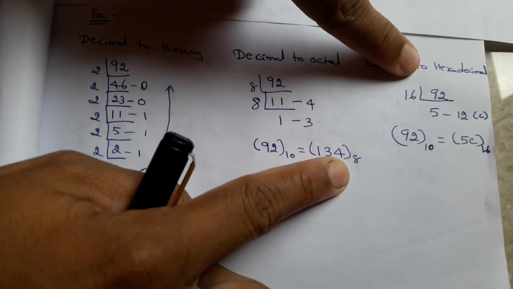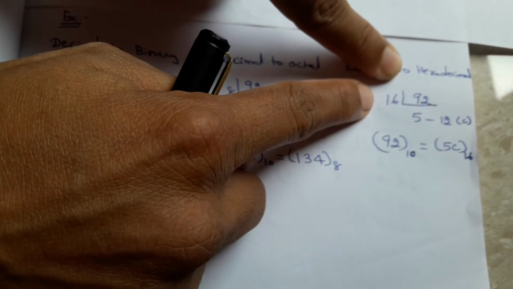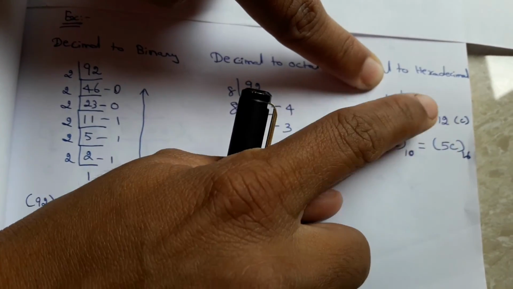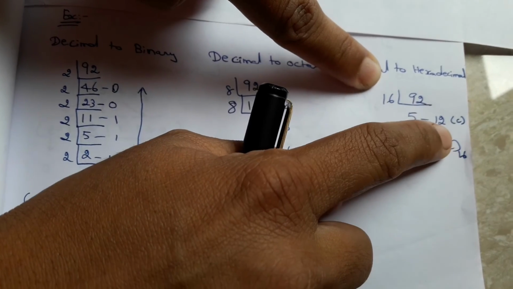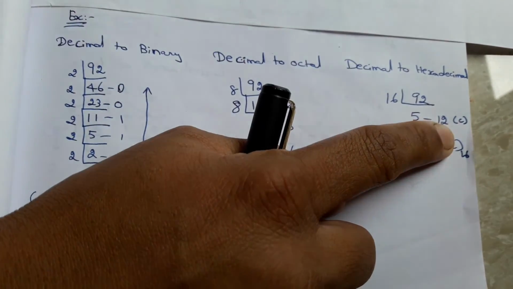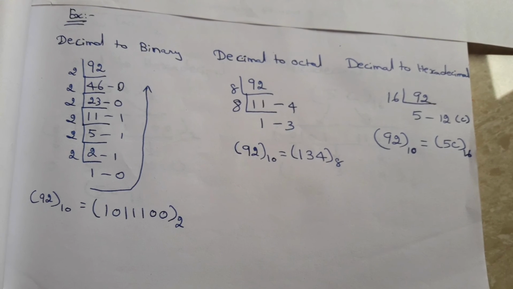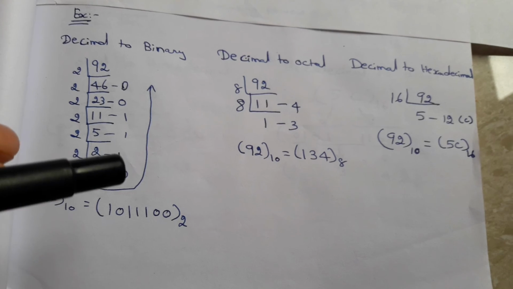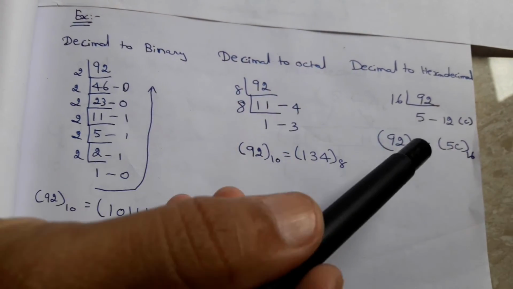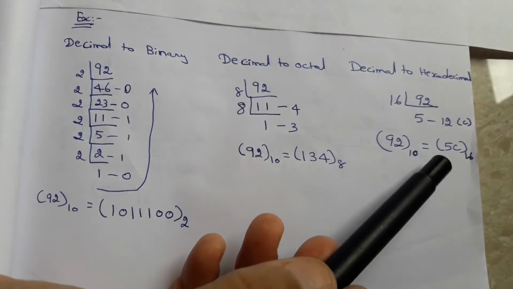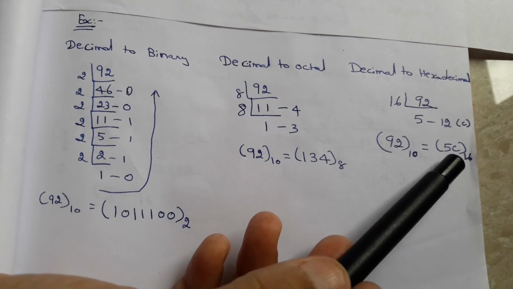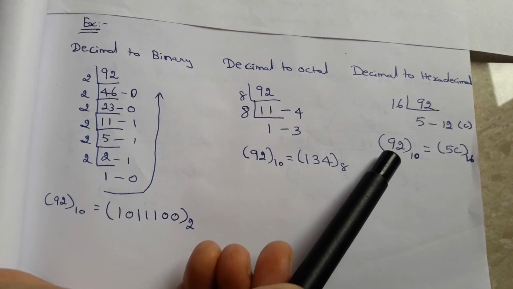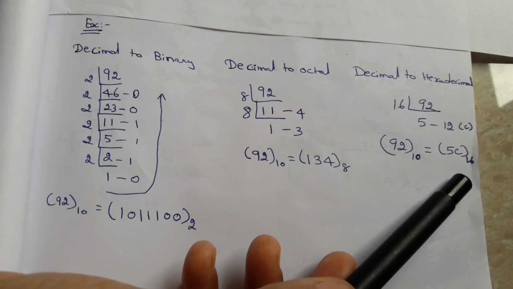Similarly for the hexadecimal, you have to divide the decimal number by 16 and the quotient has to be written over here and the remainder over here. So according to this, the quotient is 5 and the remainder is 12, where in the hexadecimal after 9 the numbers will be represented as A, B, C, D, E and F. So according to that, the equivalent representation for 12 is C. So that is why the value is 5C. So for decimal 92, the hexadecimal is 5C.